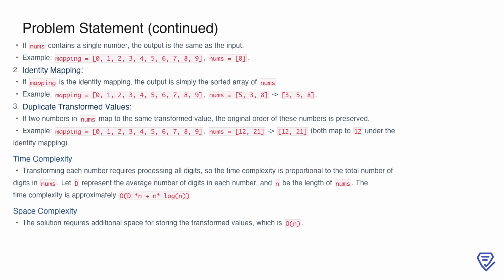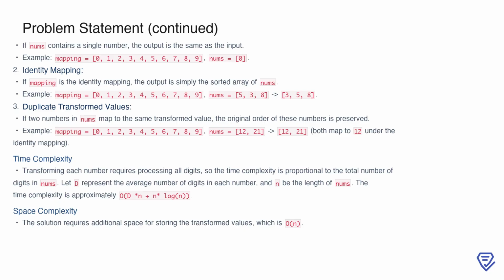Finally, if two numbers transform into the same value, the original order is preserved. For instance, with nums equals 12, 21, and the identity mapping, both numbers transform to 12, so the output is 12, 21. The time complexity of this solution involves processing all digits in nums, which is proportional to the total number of digits.